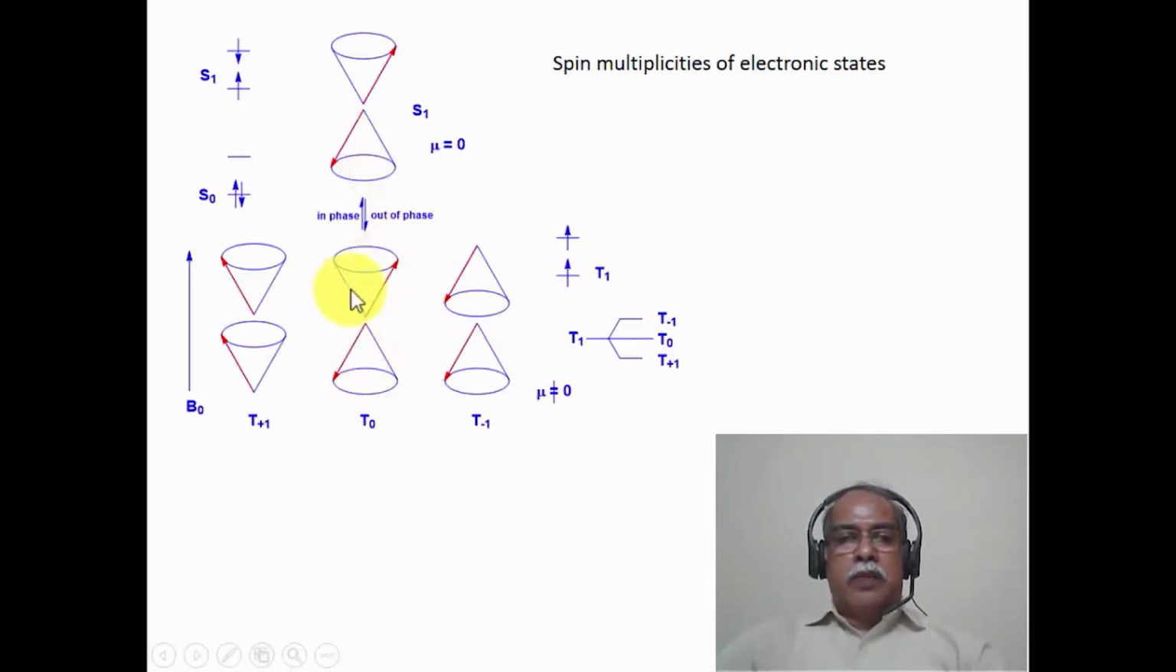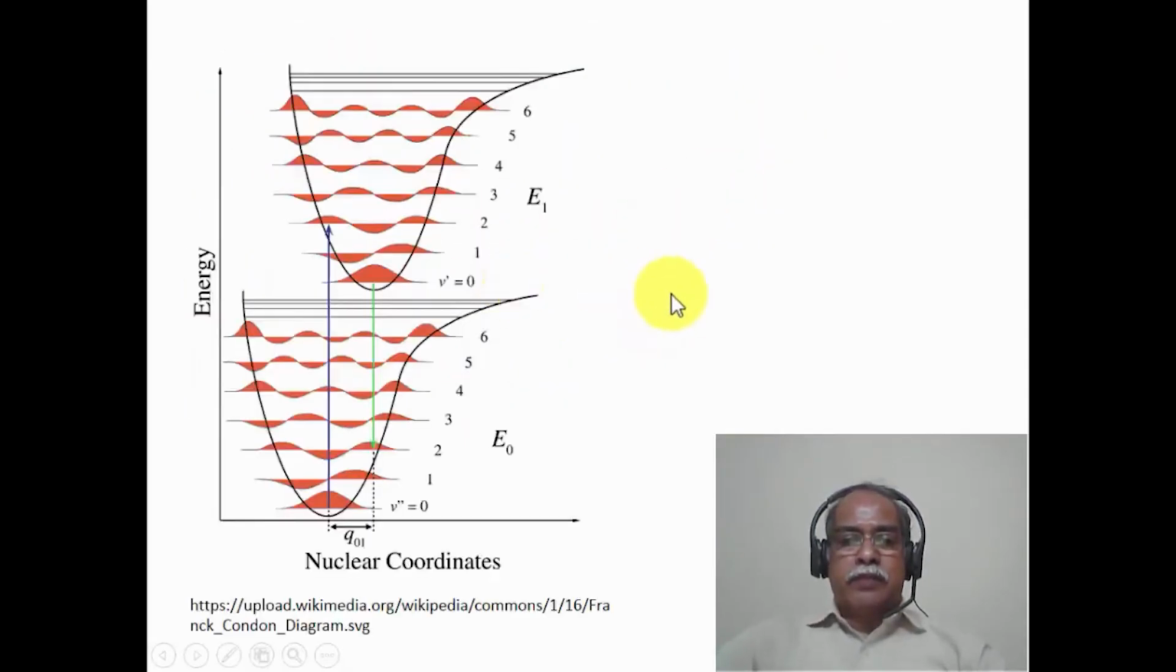The singlet to triplet transition essentially takes place when the two spins are in phase or out of phase with respect to the precessional motion in the presence of an external magnetic field. So this essentially, in a very qualitative manner, describes the spin multiplicity of electronic states in an excited state, singlet state and triplet state of the molecules.